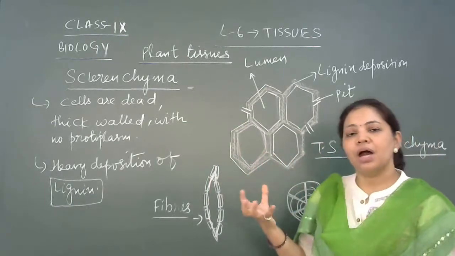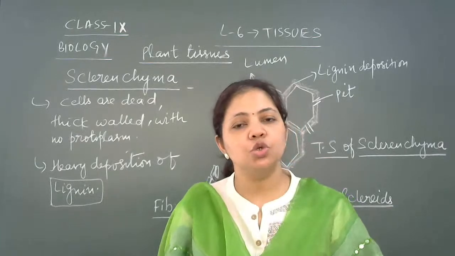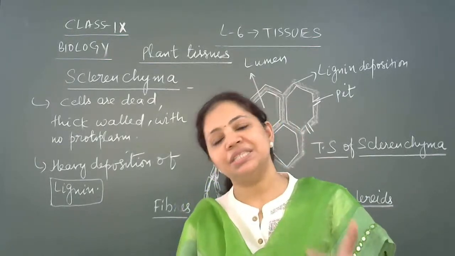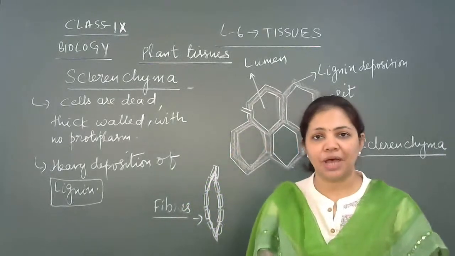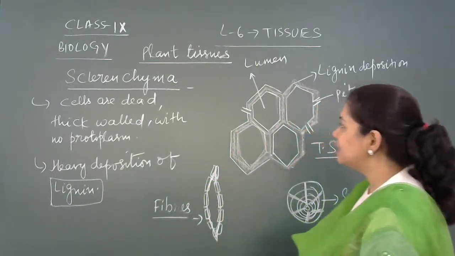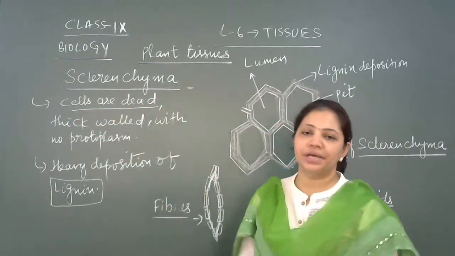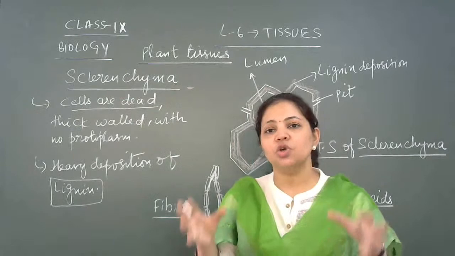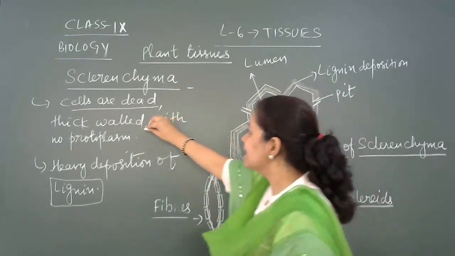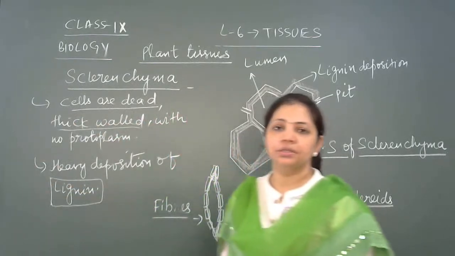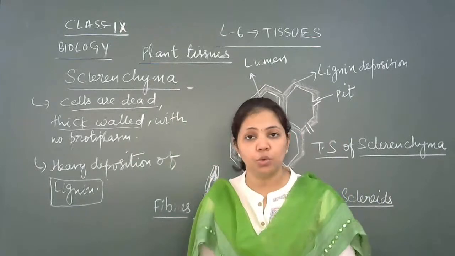Now sclerenchyma, like parenchyma and collenchyma, is also a kind of simple permanent tissue. It is also made up of one type of cells, right? But the difference is that in case of sclerenchyma, the cells are dead. Yes, the cells of this tissue are dead. Okay, and they are thick walled. They are thick walled. Their walls are very, very thick.